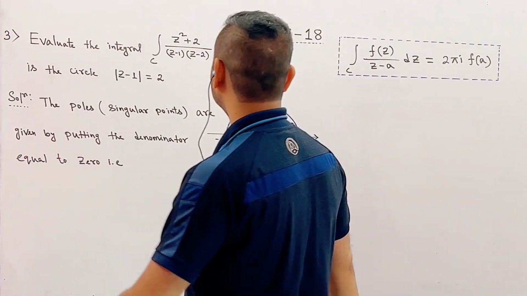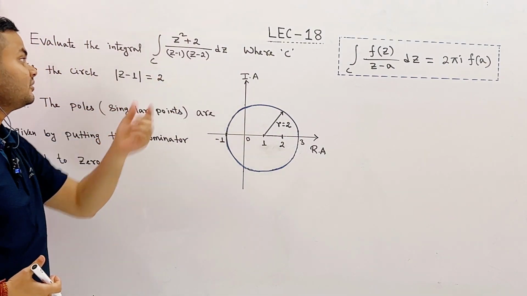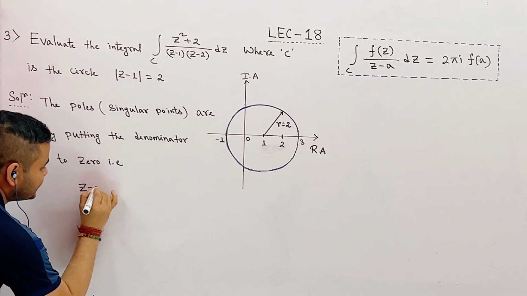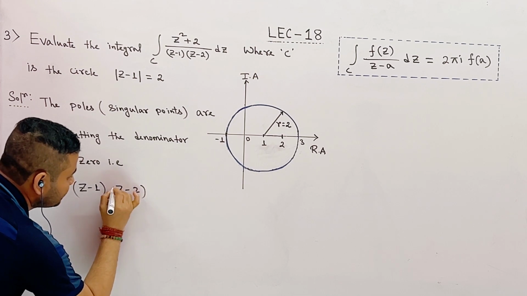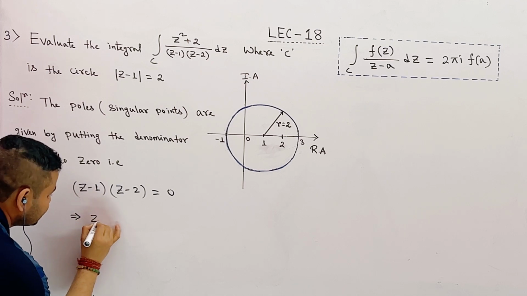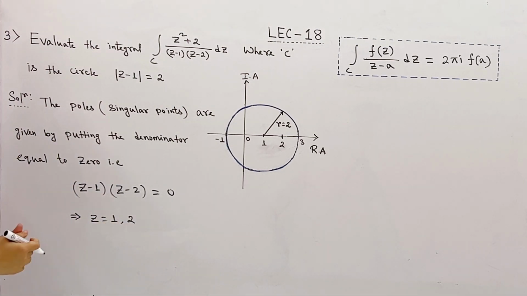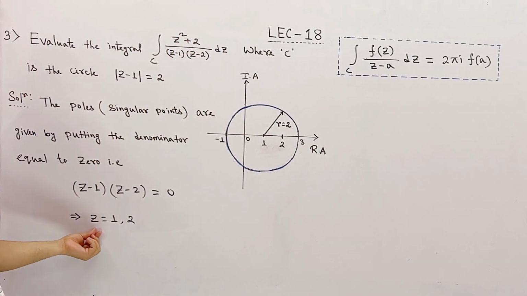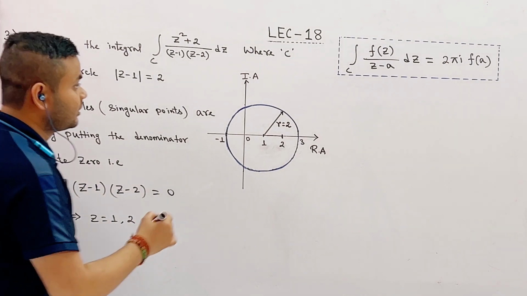We know the poles or singular points can be obtained by putting the denominator equal to 0, that is z minus 1 into z minus 2 equal to 0. This implies z equal to 1 and 2. So we have seen that for this integrand we have two poles, z equal to 1 and z equal to 2.